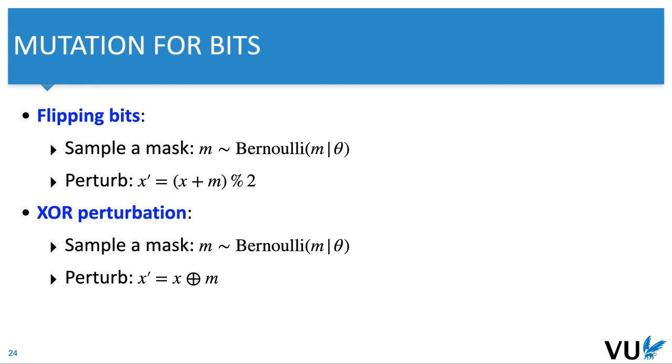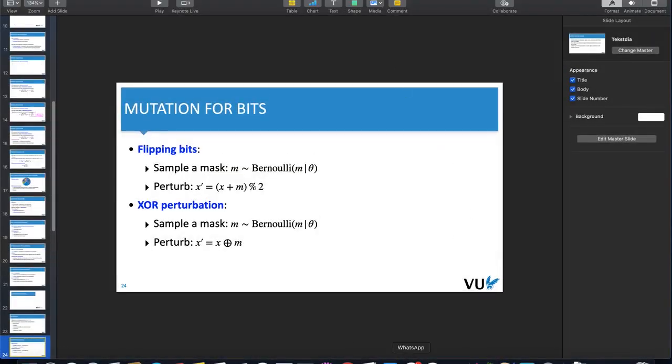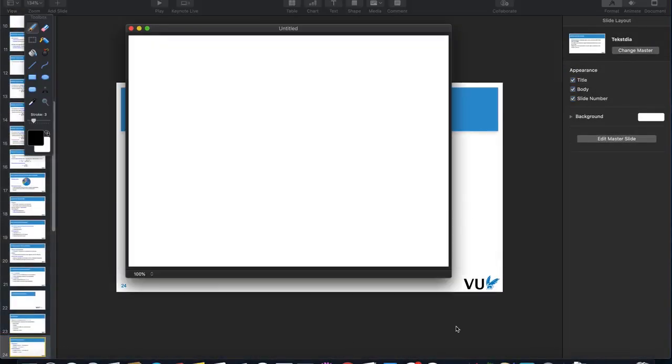And then, of course, for some values, if it was originally 0 and we add 1, it's fine. But if it was 1 and we add 1, it will result in the number 2, right? So then we need to take the modulo operator so that we end up with a binary vector. And maybe we can look into that again very quickly, to get an impression of what we are talking about.